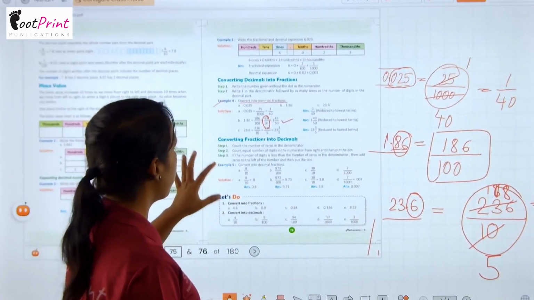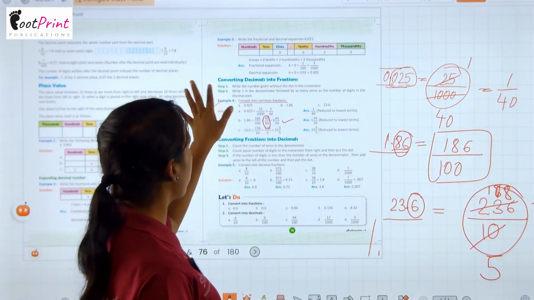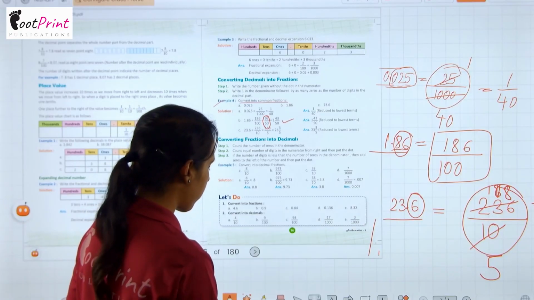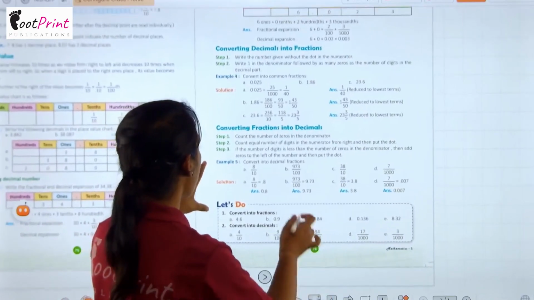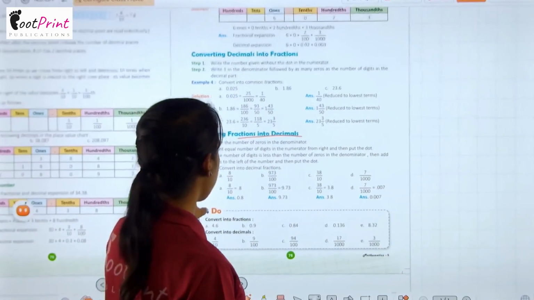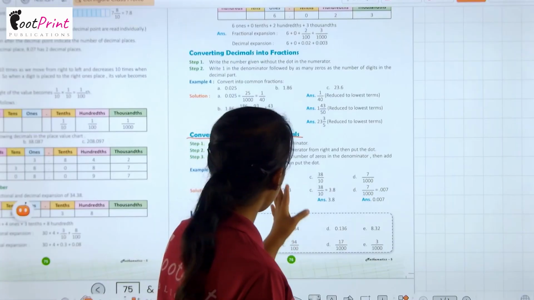Okay. So I hope you learned how to convert decimals into fractions. It is very easy to convert. Next we learn how to convert fractions into decimals. So how do we convert? First, count the number of zeros in the denominator.